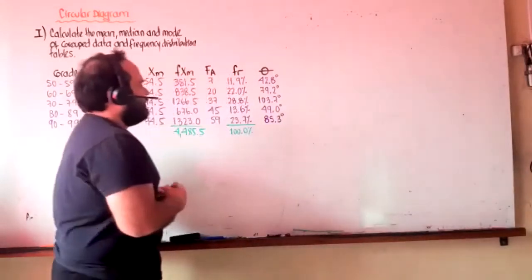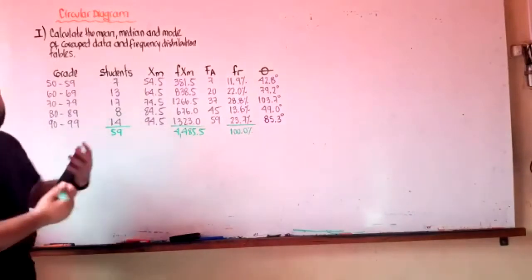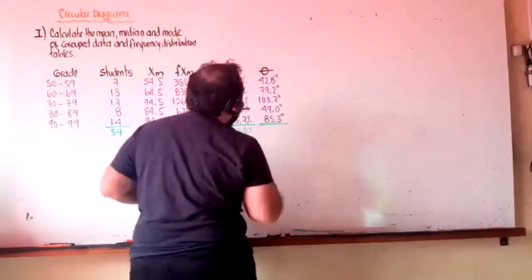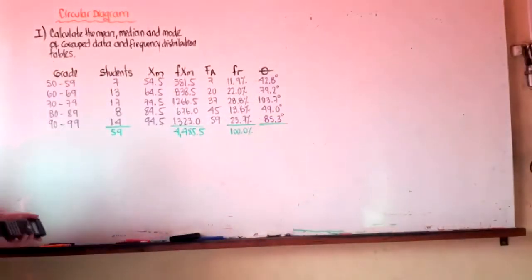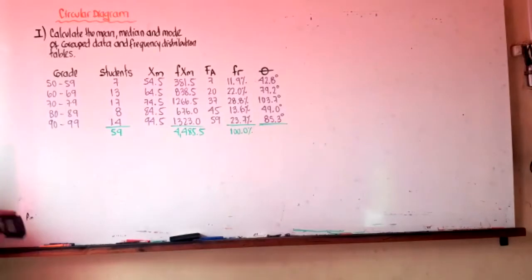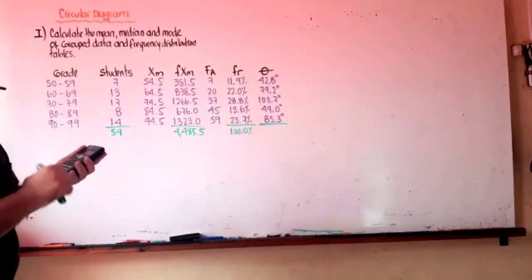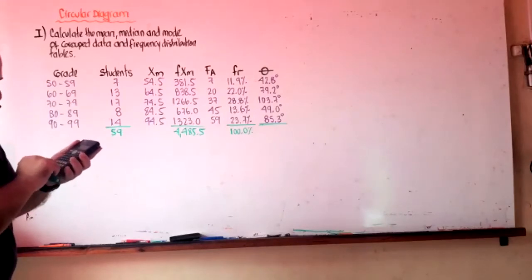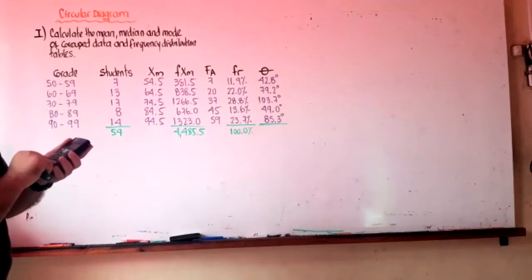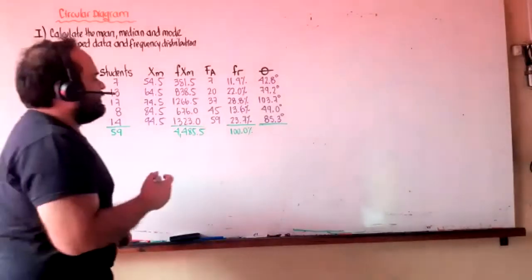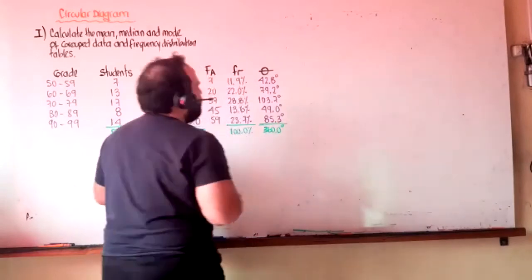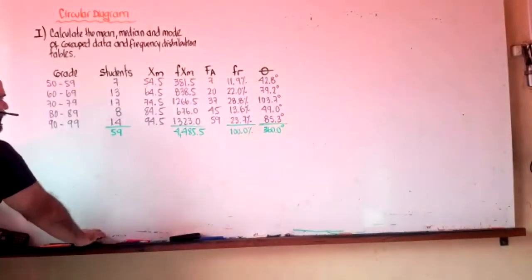Okay, and remember, if you really want to check whether you're doing well or wrong, we have to add this quantity degrees, which is supposed to give us 360. So we get 42.8 plus 79.2 plus 103.7 plus 49 plus 85.3. The answer gave us 360 degrees. So we are complete.